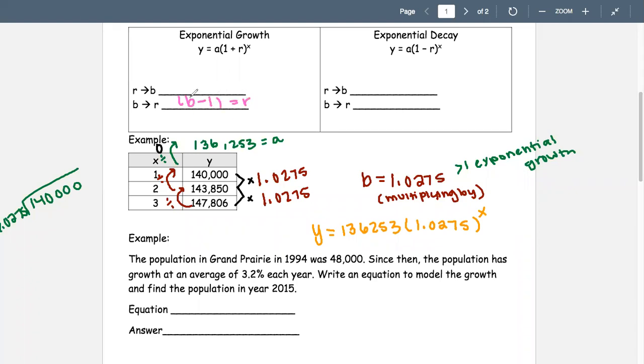So exponential growth, if we have the B value and you want to get to the R value, we subtract 1. So 1.0275 minus 1 would be 0.0275. And if I want to change that back into a percentage, that would be 2.75%. And this was our R value.